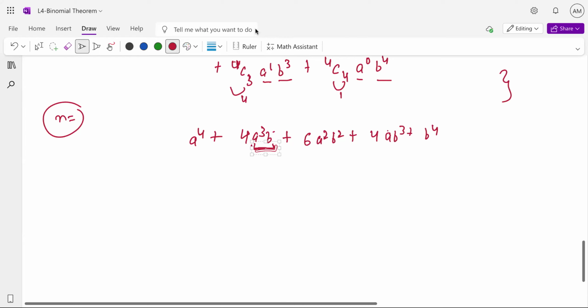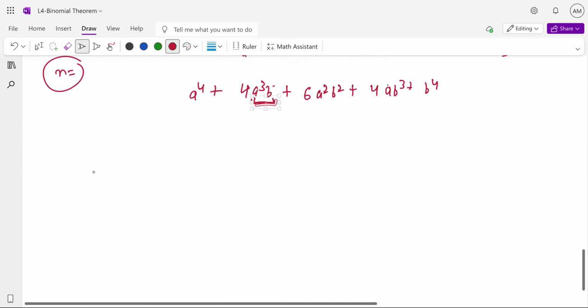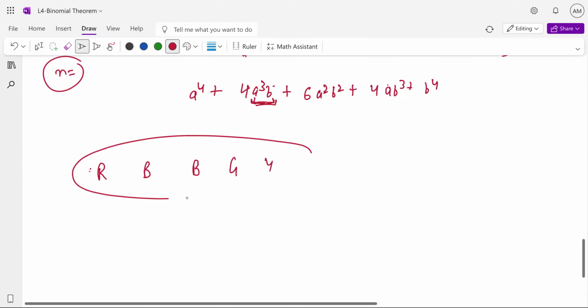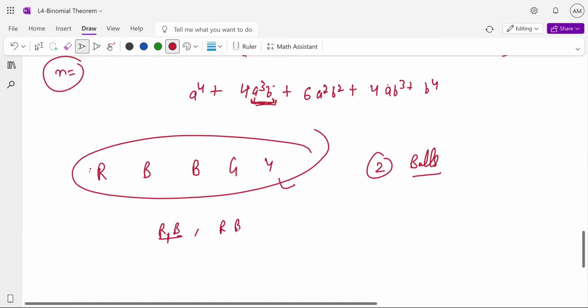For example, say you have red, blue, black, gray, and yellow balls, and I am asking you to get me two balls. The colors might be the same or different; let's say I'm saying different colors should be there. So you can say red and blue can be there, red and black can be there. Is that fine? Yes, sir.